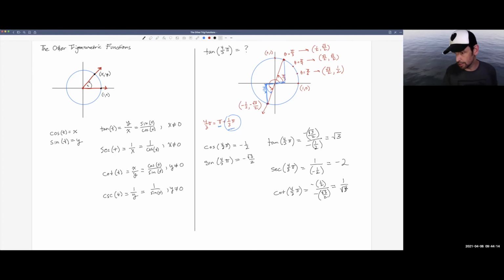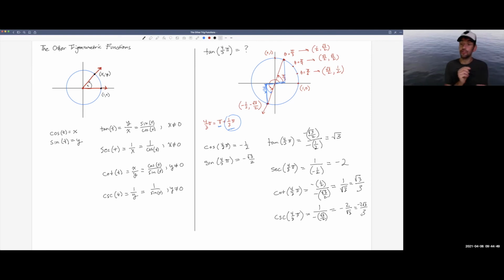Let's make that root look like a root. Some people like to write this as √3/3. I find either to be acceptable. And then one more. What have I not done? Cosecant. Cosecant of 4/3 pi is 1 over the y-coordinate, or -2 over √3, or as some might insist, -2√3/3.